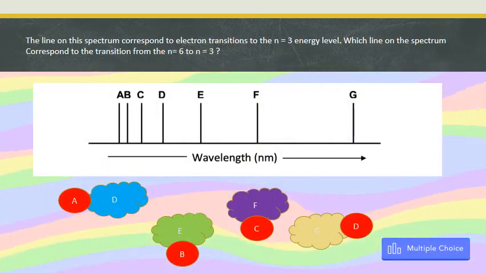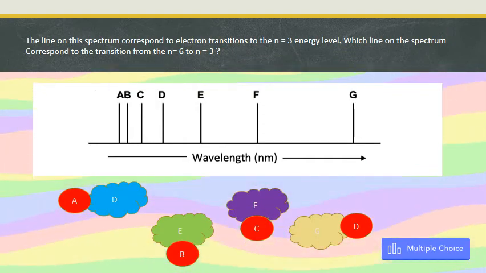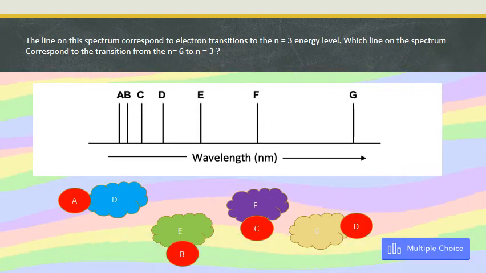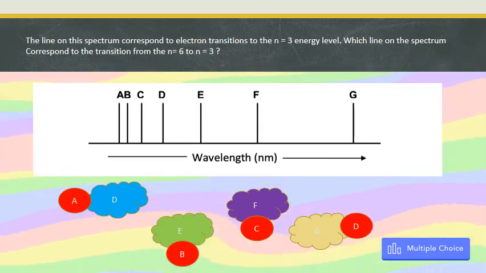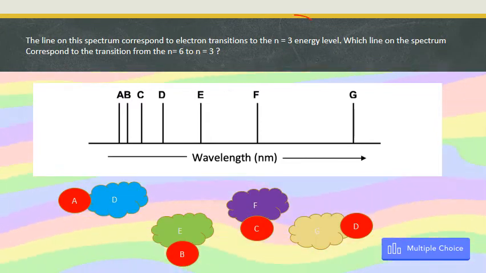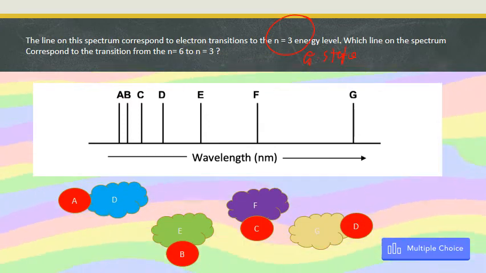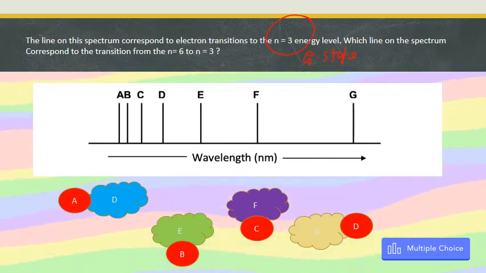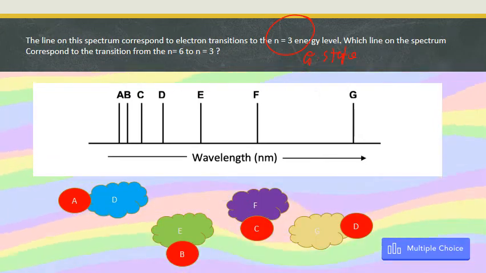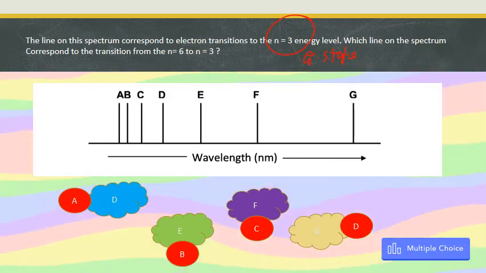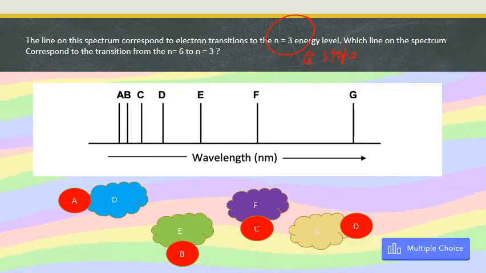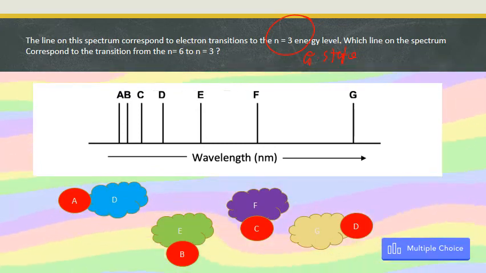Okay, cuba jawab soalan ni. I bagi masa lebih kurang 3 minit. Okay. The line on this spectrum correspond to electron transition to the n sama dengan 3 energy level. So dia kata electron transition happen to n sama dengan 3, which means n sama dengan 3 adalah kita punya ground state. Okay, which line on the spectrum correspond to the transition from the n equal to 6 to n sama dengan 3. So please join Class Point using the class code and put in your answer. Okay, I will collect your response nanti, and then your response akan jadi punya attendance lah.